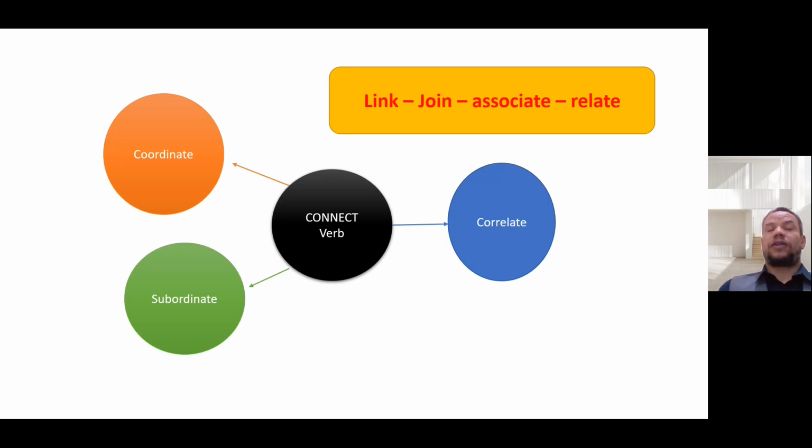Again, coordinating, subordinating, and correlative conjunctions. What are they, each one? What are the differences? What can we do? How can we understand? Let's go.